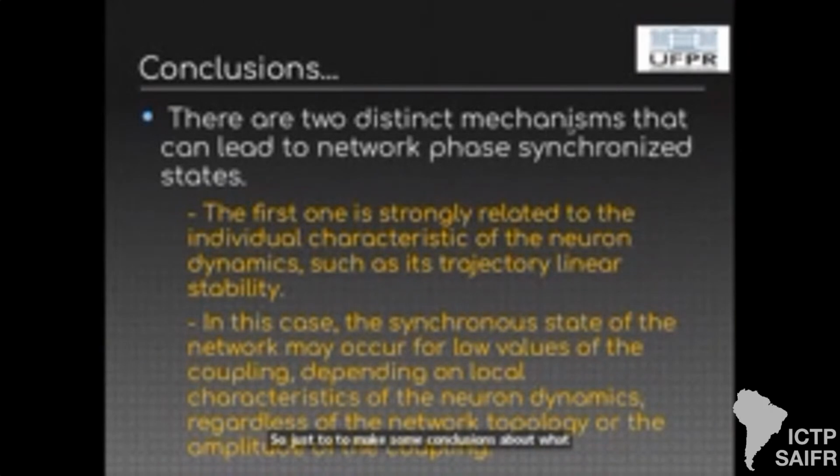So just to make some conclusions about what I've told here, there are two distinct mechanisms that can lead a network to phase synchronize. The first one is strongly related to the individual characteristics of the neurons, such as their linear trajectory stability. In this case, the synchronous state of the network may occur for very low values of the coupling, depending on the local characteristics of the neurodynamics. It's almost independent of the network topology. I have tried many topologies.